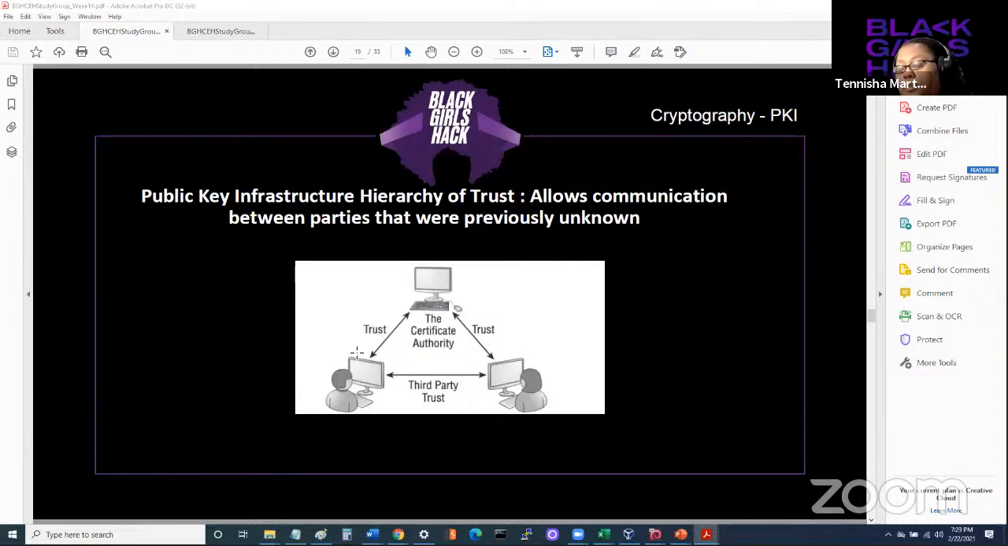So the PKI infrastructure is based on a hierarchy of trust. It allows communication between parties that were previously unknown. Again, this is how you can verify that, hey, I'm actually who I say I am. And if the CAs or the RAs become unsafe, then you don't have this hierarchy of trust anymore. So it all depends on this system being in place.